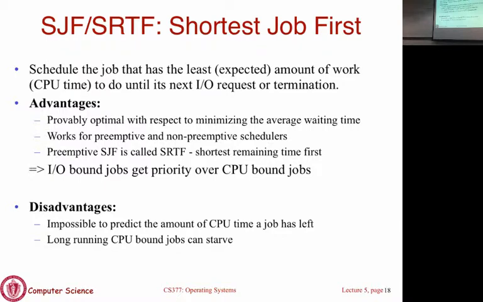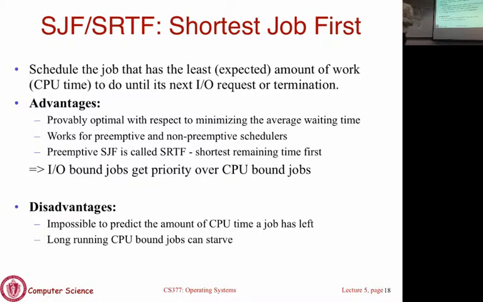Yes. CPU bound jobs may need more CPU time than IO bound jobs. There's a hand here in the back. Go ahead. Scheduled based on the amount of work until its next IO request. So if there are jobs with equal CPU time, but one has an IO request in the middle, it will be scheduled first. Okay. So two points being made.